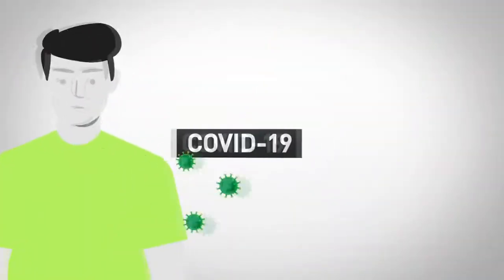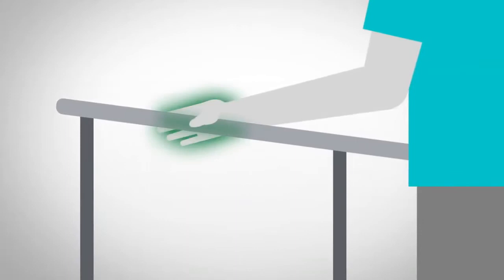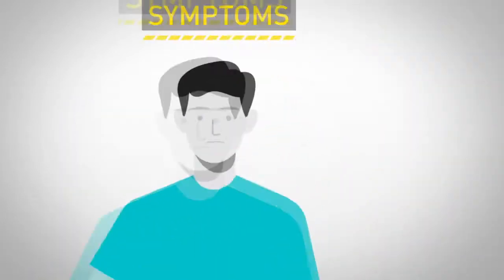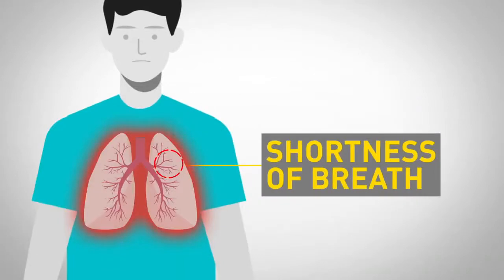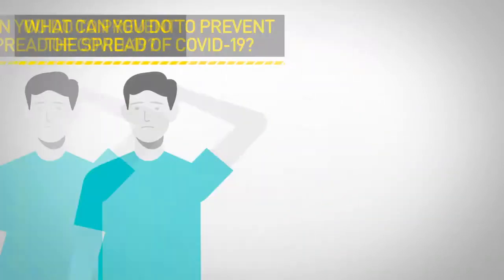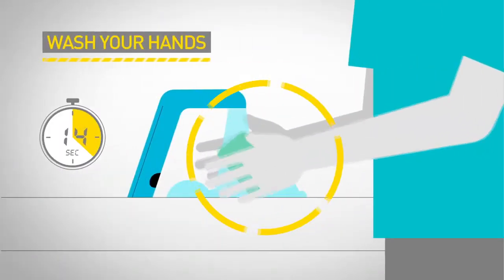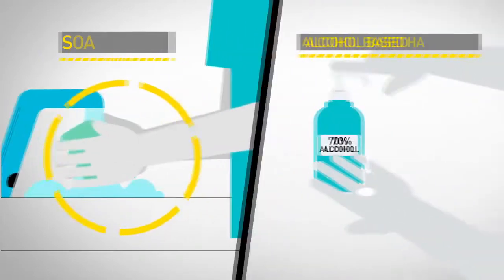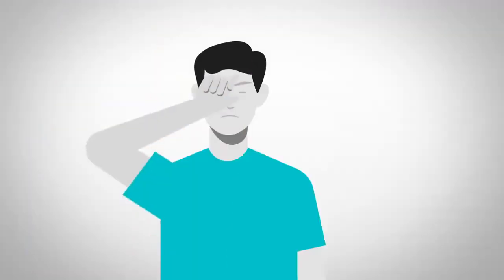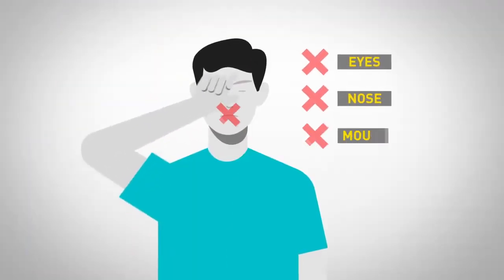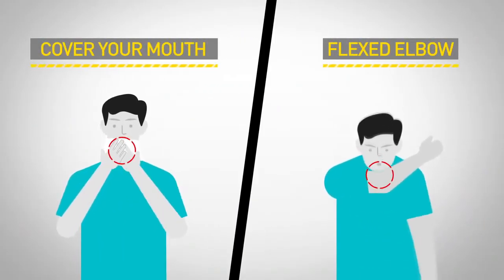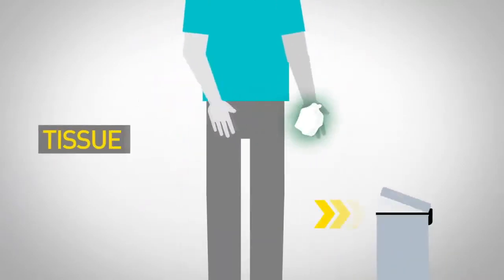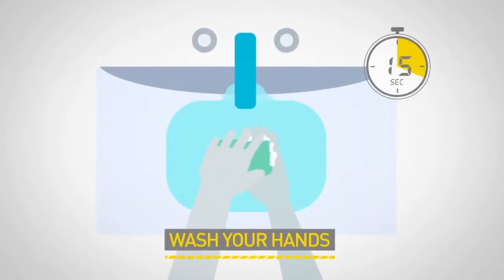COVID-19 is a disease caused by the new coronavirus. Know the symptoms. They include fever, coughing, muscle pain, shortness of breath. What can you do? Wash your hands frequently with soap and water for 20 seconds or use an alcohol-based hand rub. Avoid touching your eyes, nose, and mouth. When coughing or sneezing, cover your mouth with a tissue or flexed elbow. Discard tissues into a closed bin and then wash your hands.